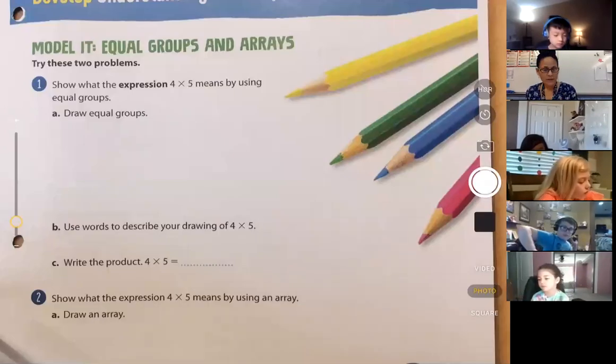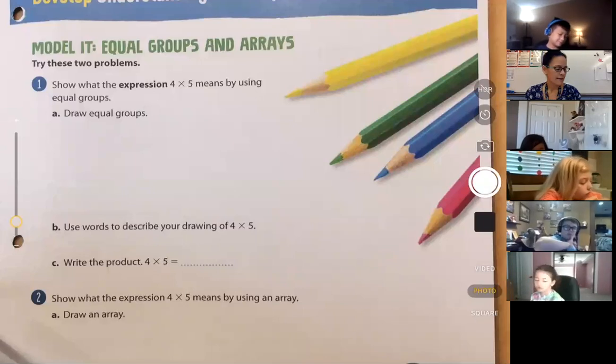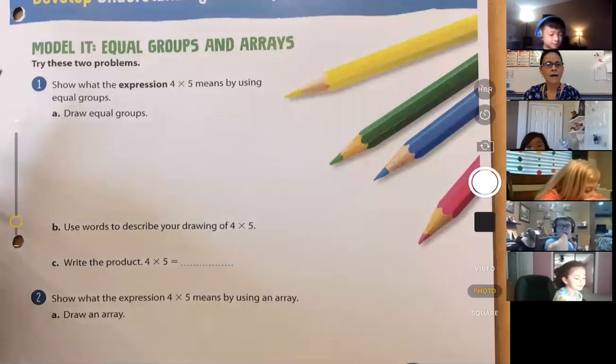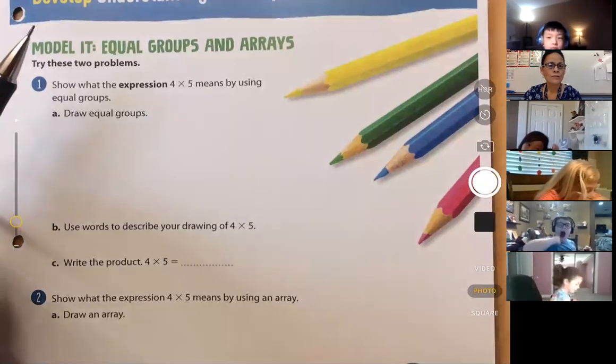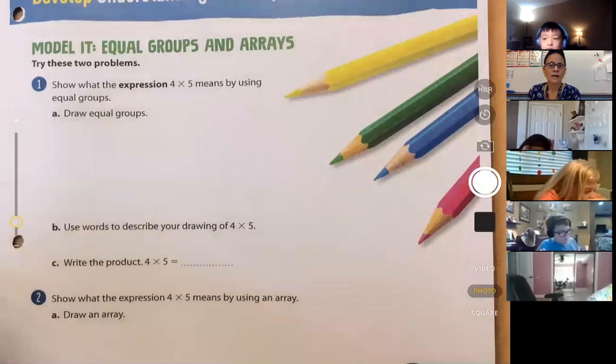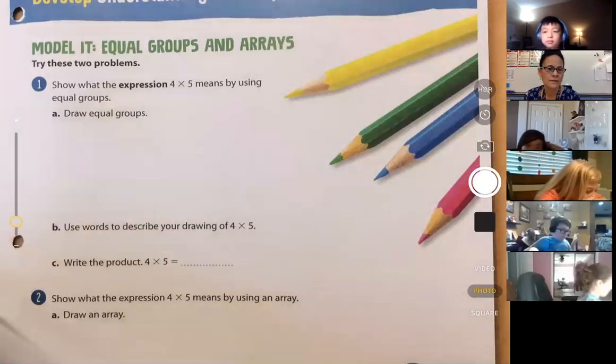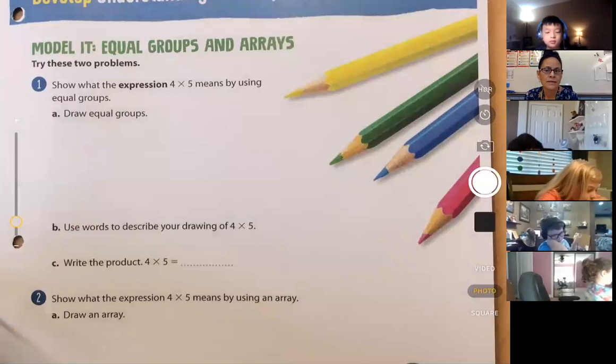All right, page 97, and it says up at the top, model it, equal groups and arrays. We're going to be talking about these first couple of problems. Number one says, to show what the expression 4 times 5 means by using equal groups.